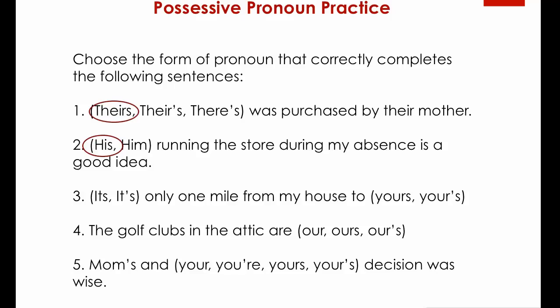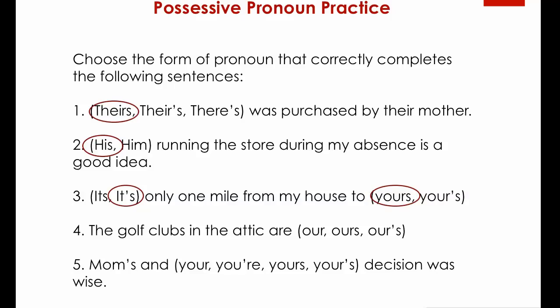Number 3: blank only 1 mile from my house to yours. So try the contraction test. Take it out of the contraction: it is only 1 mile from my house to yours. So if I want to say it is, I use the apostrophe s: it's only 1 mile from my house to yours. Try the test again: it is only 1 mile from my house to you are. Incorrect. So I want the form without the apostrophe.